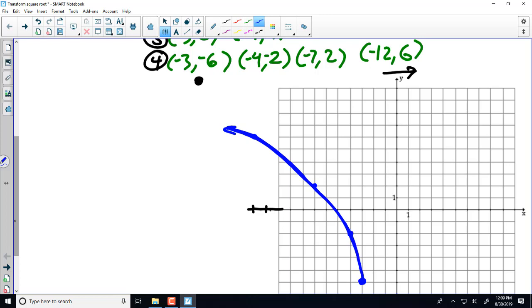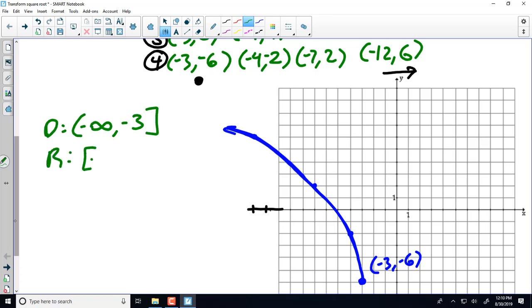Hey, you want to get the domain and range of this? The easiest way to do that is to note this point right here, the (-3, -6). That makes it fairly easy to see the domain is -infinity all the way up to the x value -3, and the range is going to be the y value of -6 all the way up to infinity. All right, we'll call that one done.